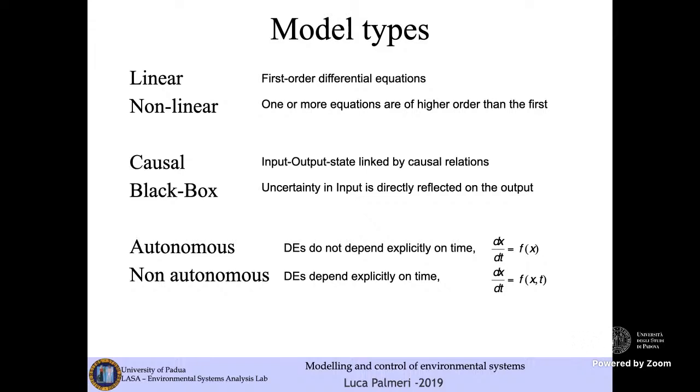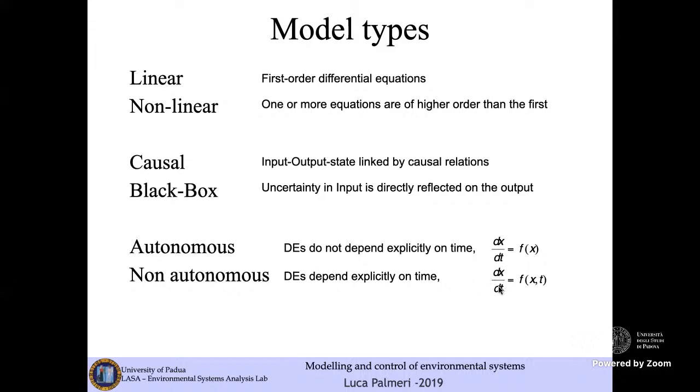Then a final classification from a mathematical point of view is what distinguishes between autonomous and non-autonomous models. Typically in autonomous models, the differential equation does not depend explicitly on time. We may describe this mathematically by saying that the derivative in time of the state variable is simply a function of the state variables vector, while in non-autonomous systems, the differential equation depends explicitly on time.